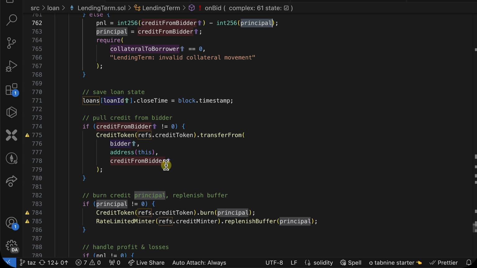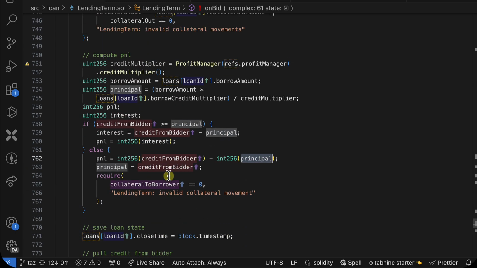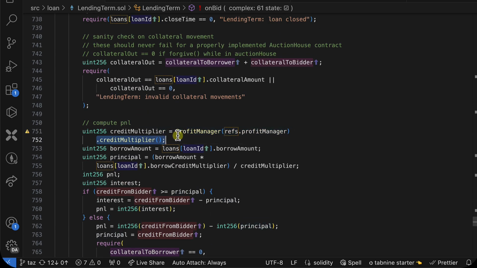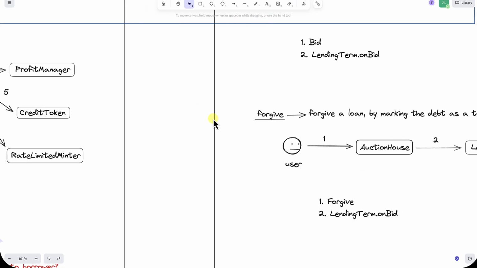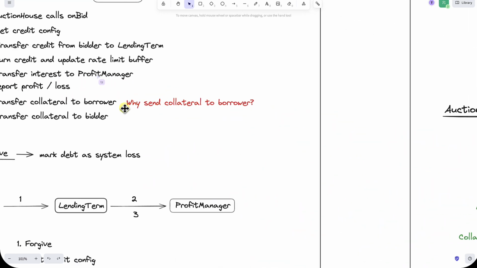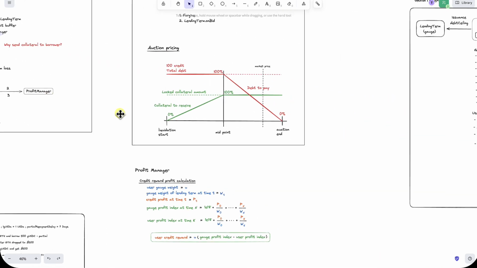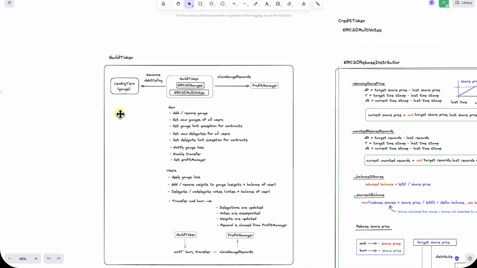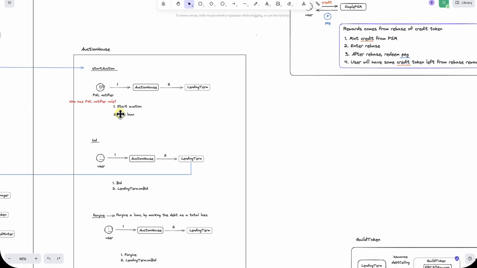Yeah, also another thing I want to mention is that in this scenario, we said that one of the bad lending terms reported a loss, so the credit multiplier went down. Next, the good lending term, the one that was able to safely close the loan, also reported a loss back to the profit manager. So it reported a loss twice, even though one of them was not supposed to really do that.